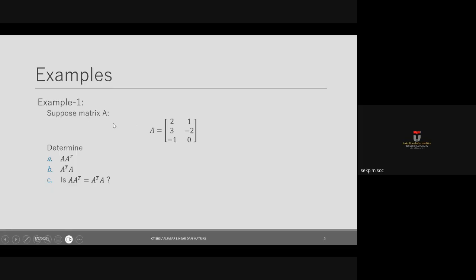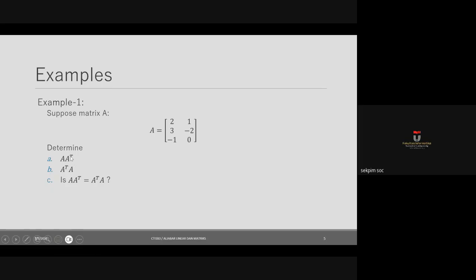So this is the example. Suppose that we have a matrix A here. The size of A is 3 by 2. And we need to determine what A transpose is. Yeah. So the size of A is 3 times 2. The number of columns is 2.